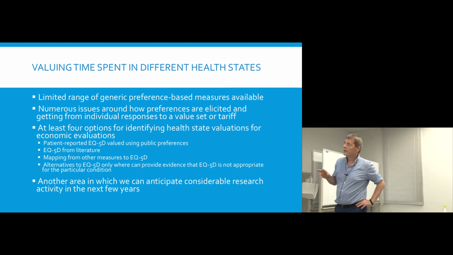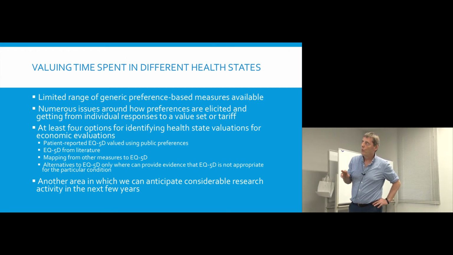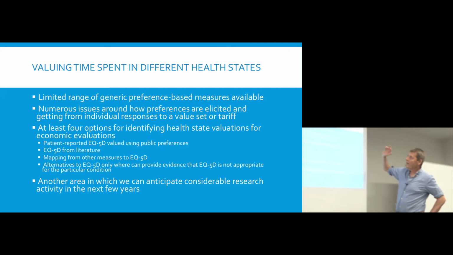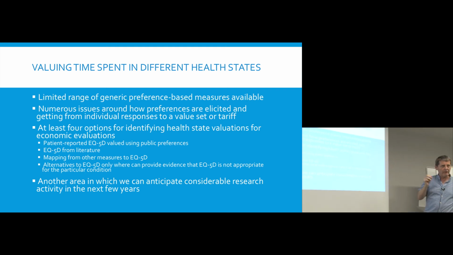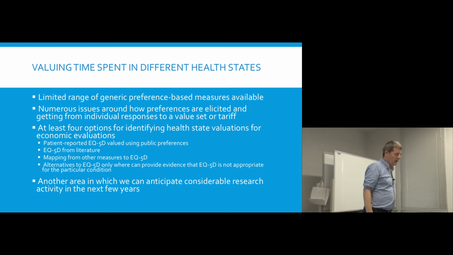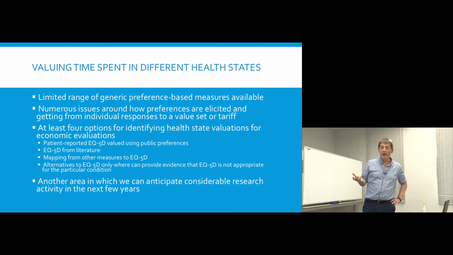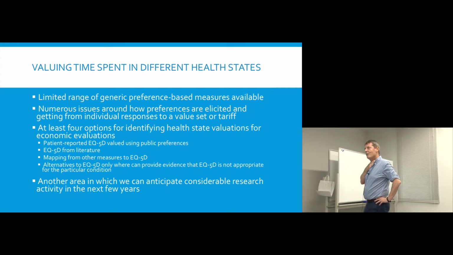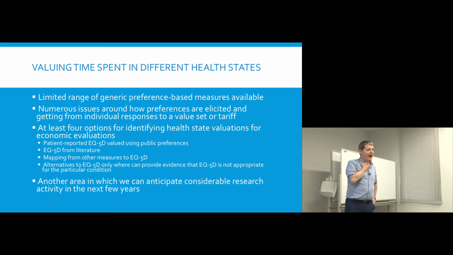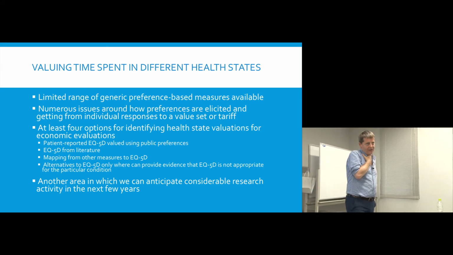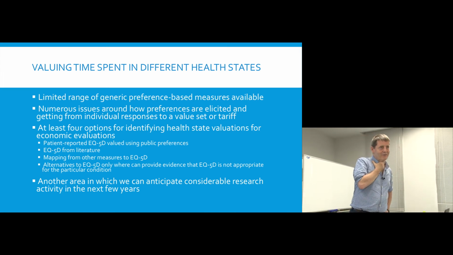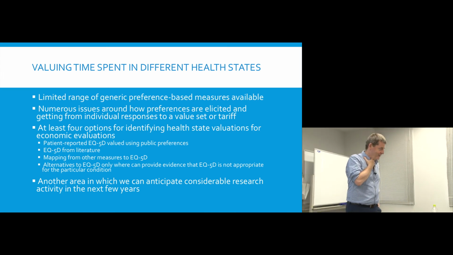To remind you, this was Wednesday morning, there's a limited range of preference-based generic measures. Far and away the brand leader is EQ5D, but there are other ones, SF6D, HUI, etc. There are quite a few issues as to how we elicit preferences. Now, I didn't go into a lot of detail on this because you could have two whole lectures just on eliciting preferences.